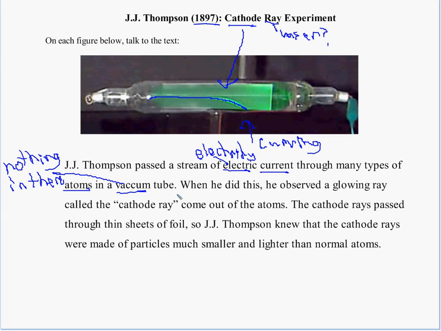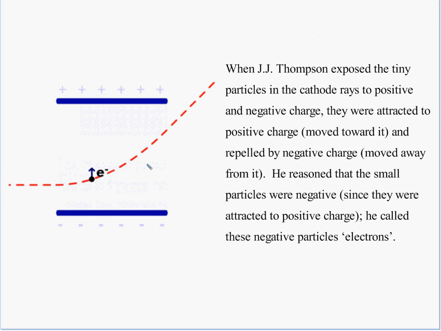Don't use that. Okay. When he did this, he observed a glowing ray called the cathode ray. So I was right. This is the cathode ray, coming out of the atoms. The cathode rays passed through thin sheets of foil. So J.J. Thomson knew the cathode rays were made of particles much smaller and lighter. Okay, so they went through sheets of foil, so that means they're smaller and light. So tiny particles are coming out of atoms. That sounds weird. Let's look at this next one.